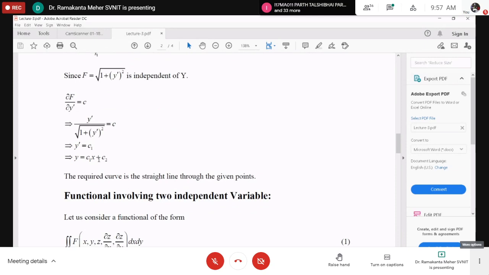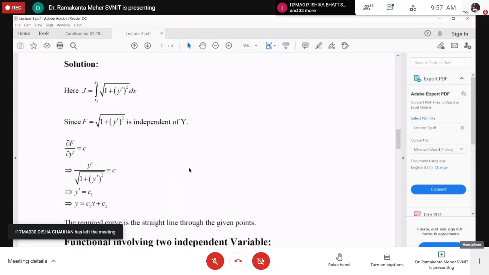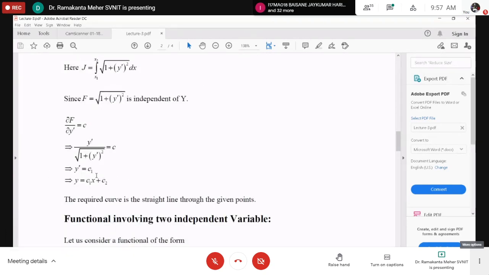So what we can say, whatever be the number of lines or curves you are drawing for joining the points x1, y1 and x2, y2, finally we can say the shortest path is the straight line that connects x1, y1 to x2, y2. So that is the minimal distance. So here you can say y equal to c1 x plus c2 is the required curve, which is the straight line through the given points. Now the question is that here also we are getting a general solution.